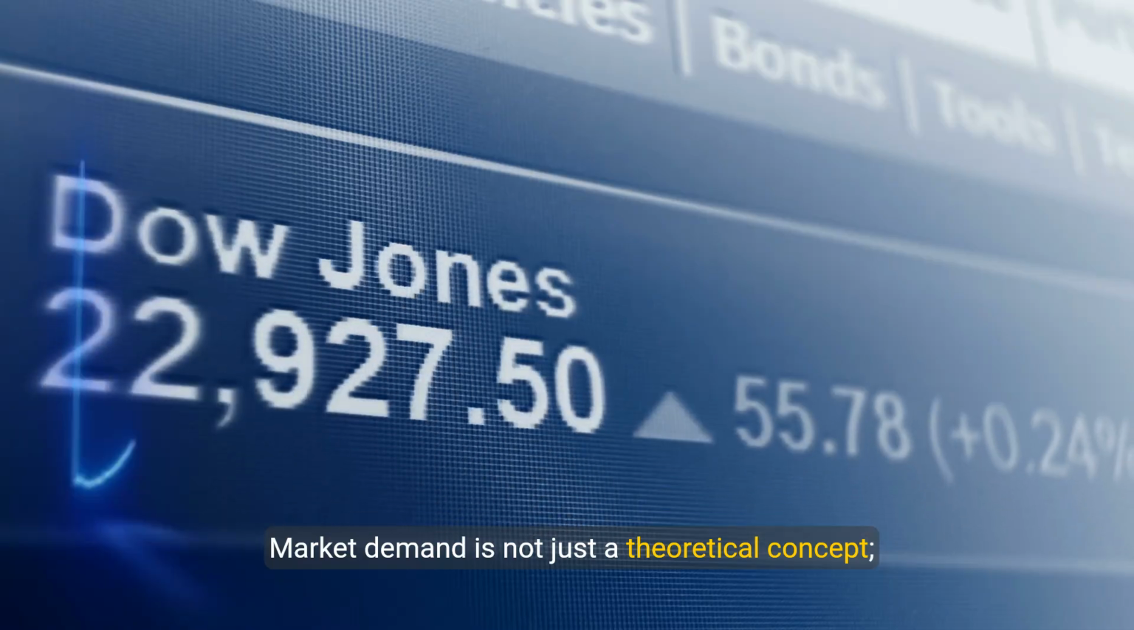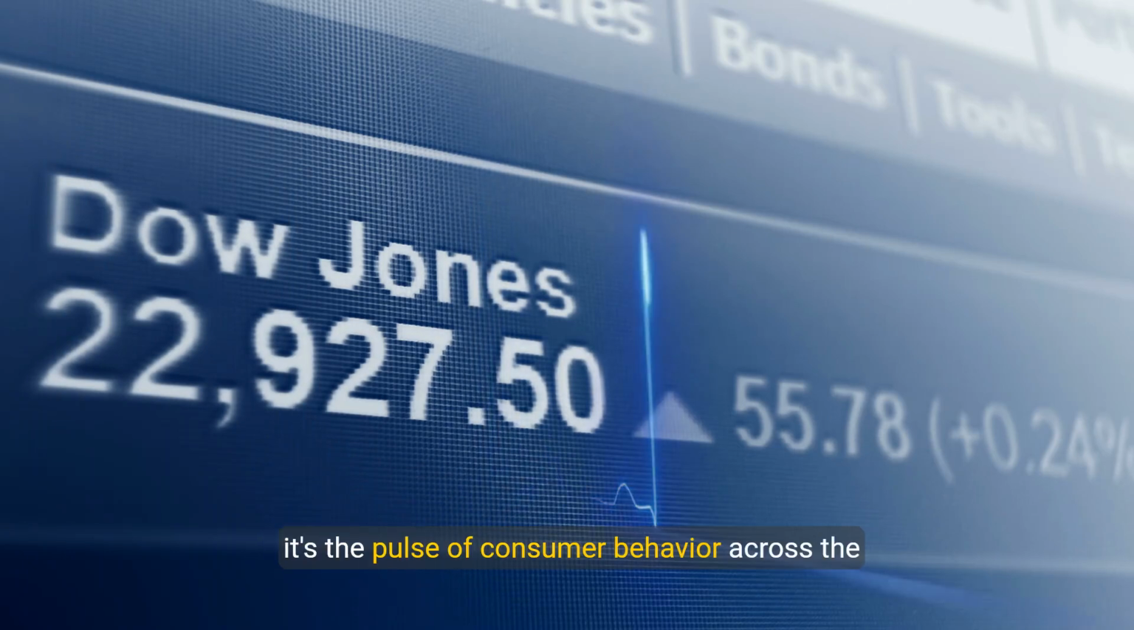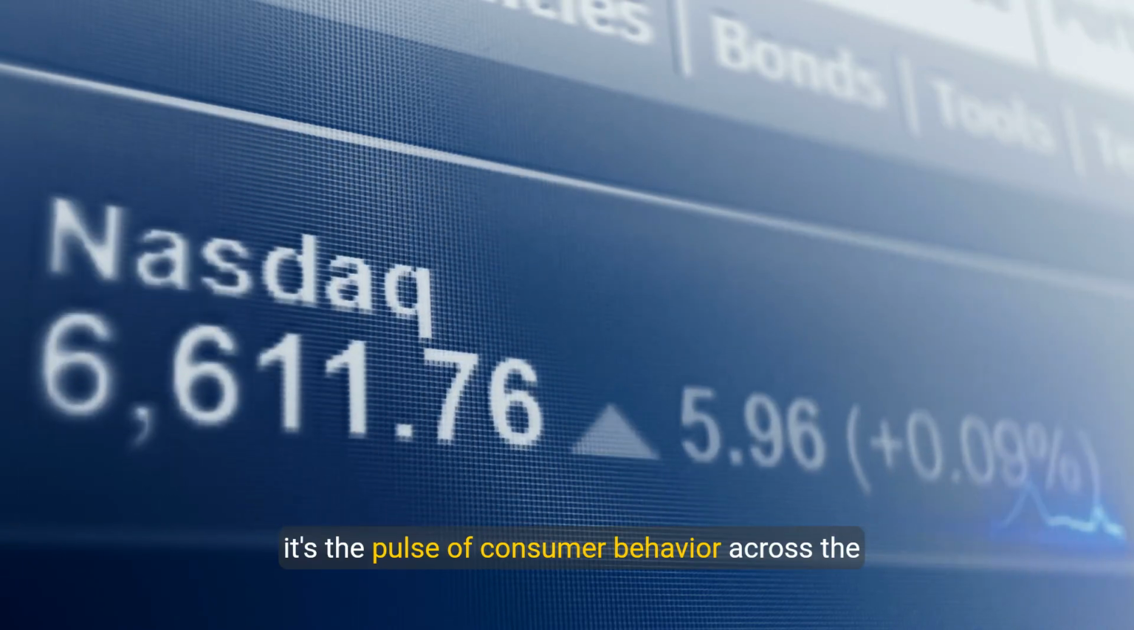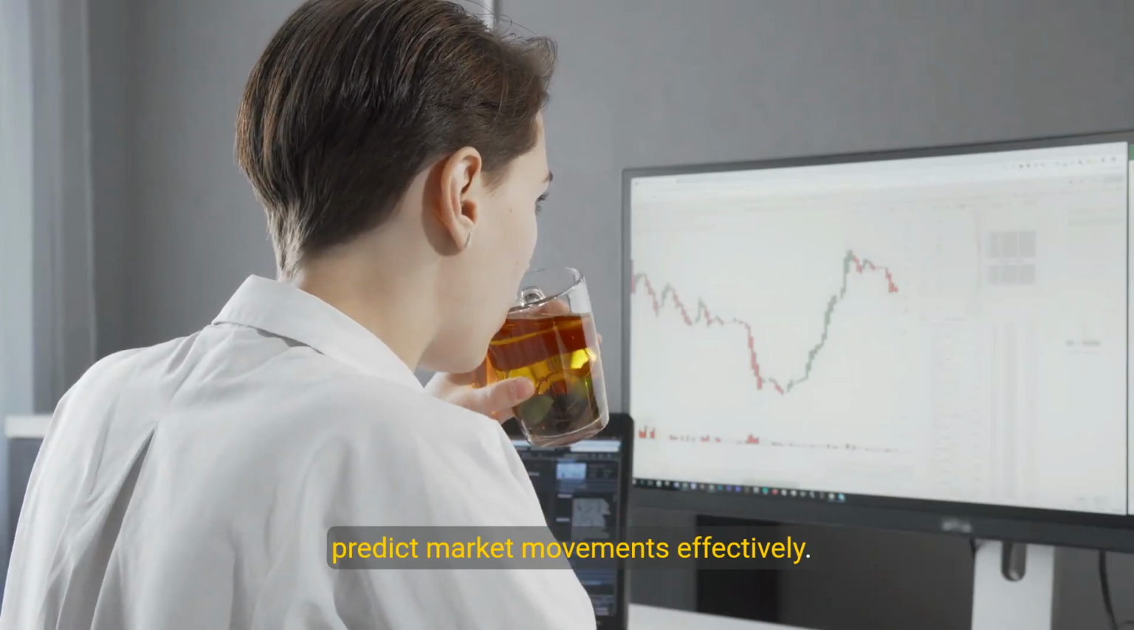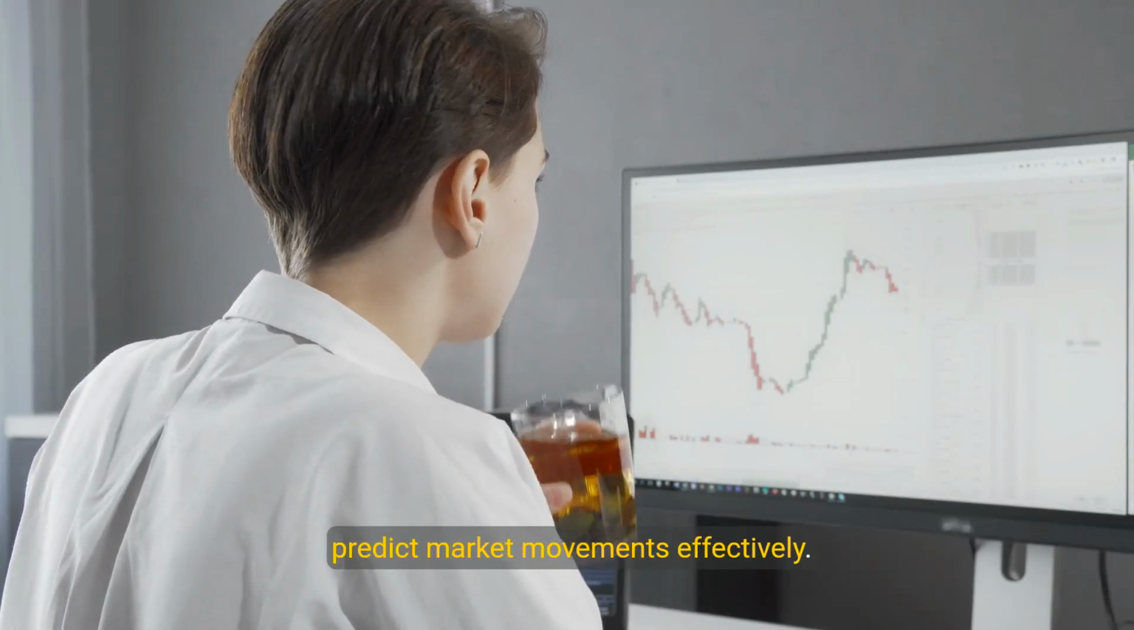Market demand is not just a theoretical concept, it's the pulse of consumer behavior across the economy. Understanding it empowers you to navigate and predict market movements effectively.